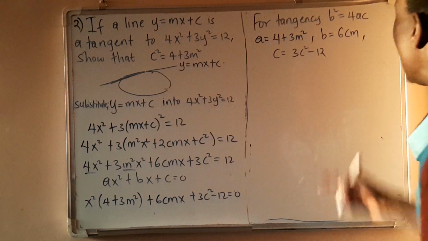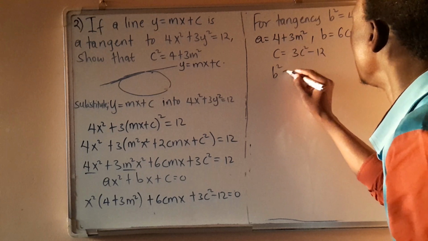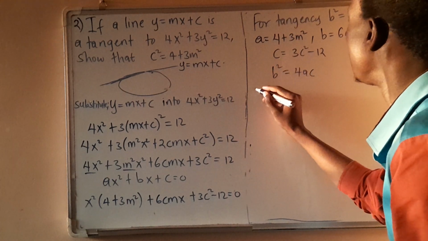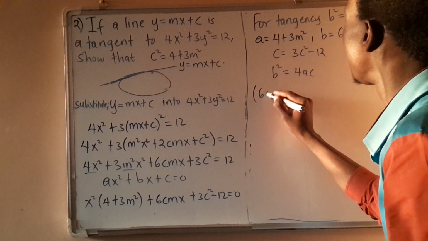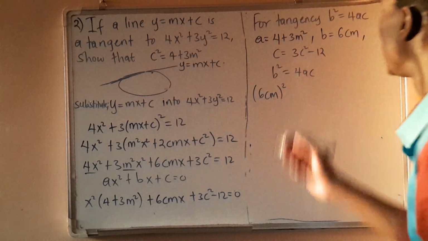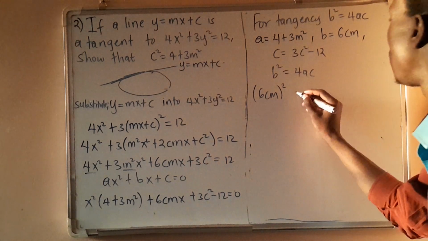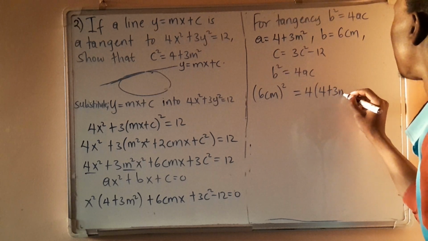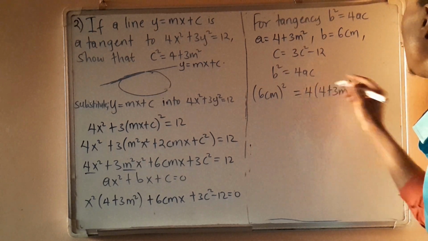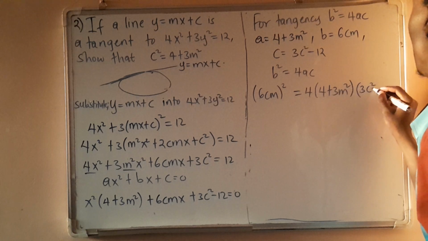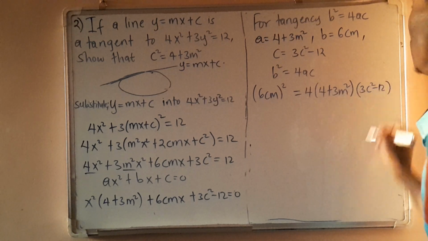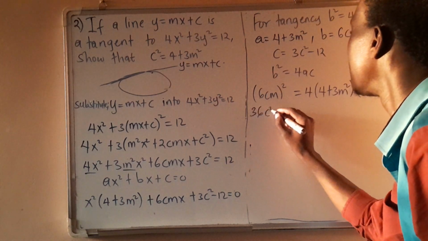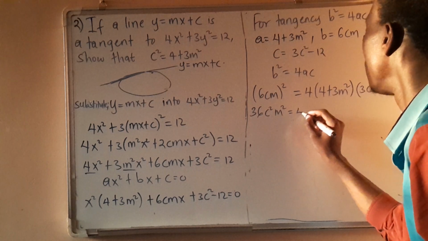Now we can substitute here. b squared is equal to 4ac. So b is 6cm, squared. That is b squared. This is equal to 4a, 4 plus 3m squared, times c, which is 3c squared minus 12. Let us simplify this thing. Open brackets, we shall have 36c squared m squared is equal to 4.